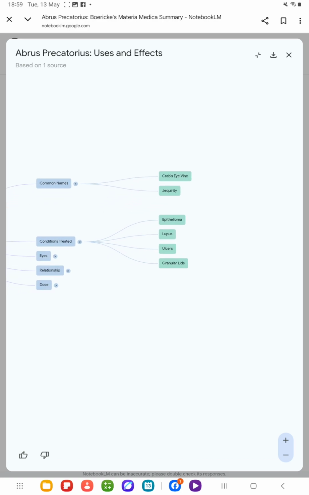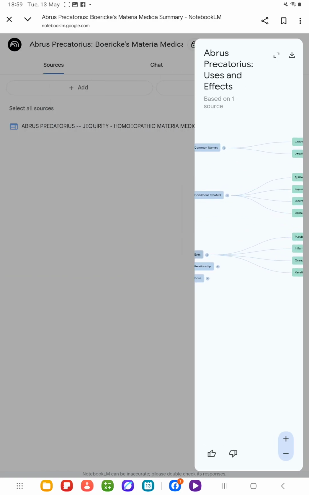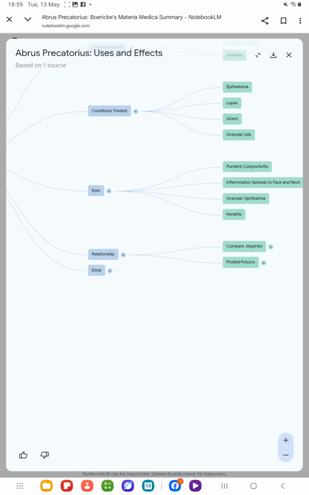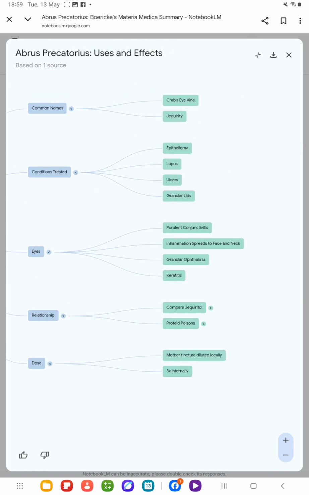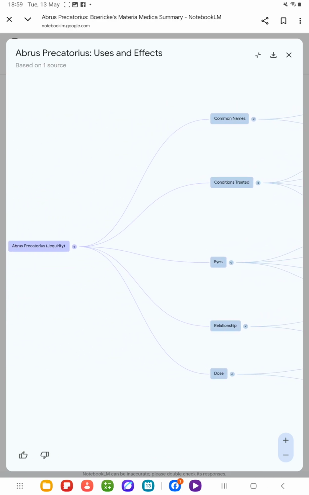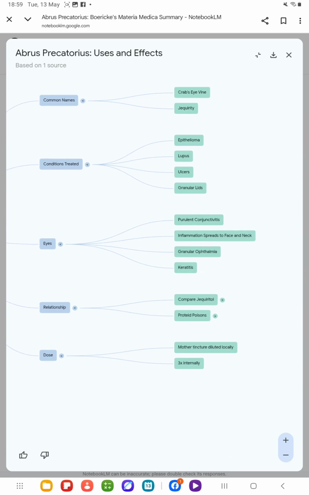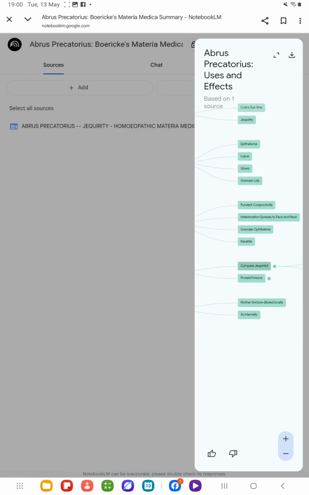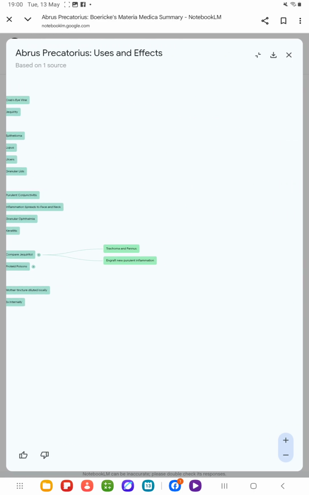Exactly. Now, here's where it gets, I think, really interesting. Okay, Boericke straight up says that the proteid poisons contained in Jaquarity seeds are almost identical. Identical to what? In their physiological and toxic properties with the similar principles found in snake venom. Whoa, wait. Snake venom. Yeah, snake venom. So this little vine, this crab's eye vine, has compounds that are basically the same toxicologically as snake venom. According to Boericke, yes. Almost identical.